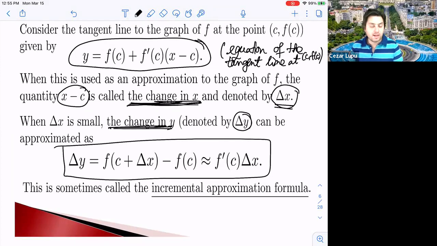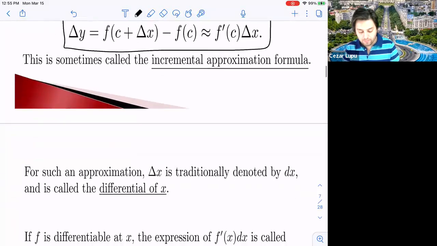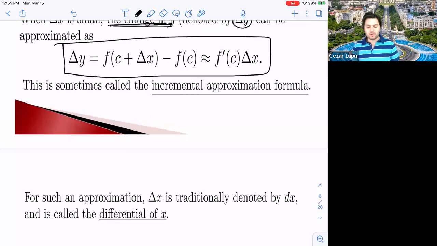And now let's see what will happen for such an approximation. For such an approximation, delta x is traditionally denoted by dx. And this is called the differential of x. So this is what a differential actually is.